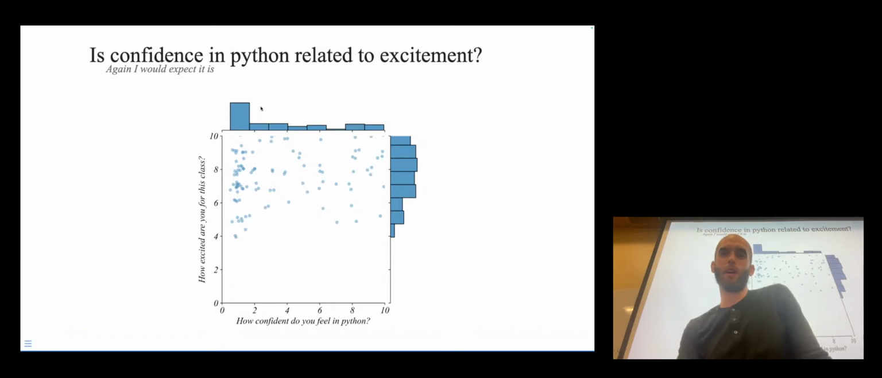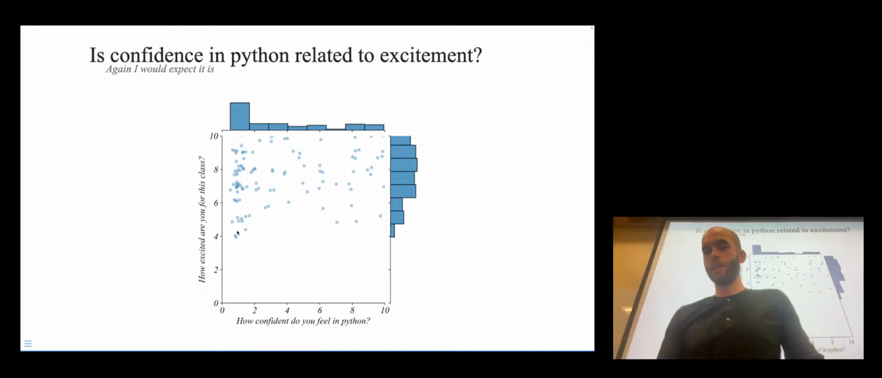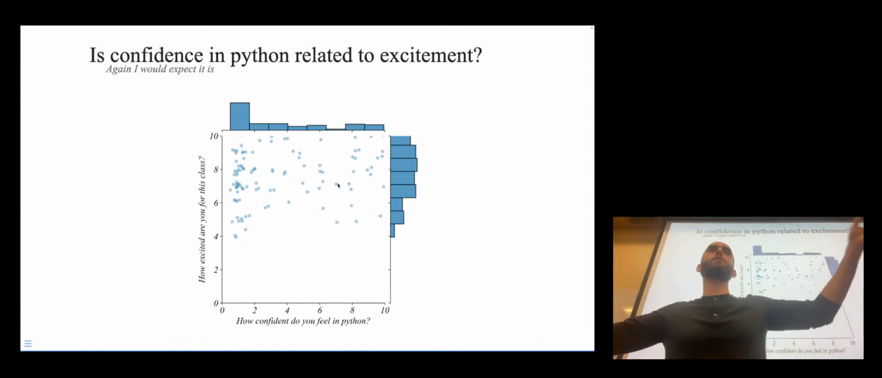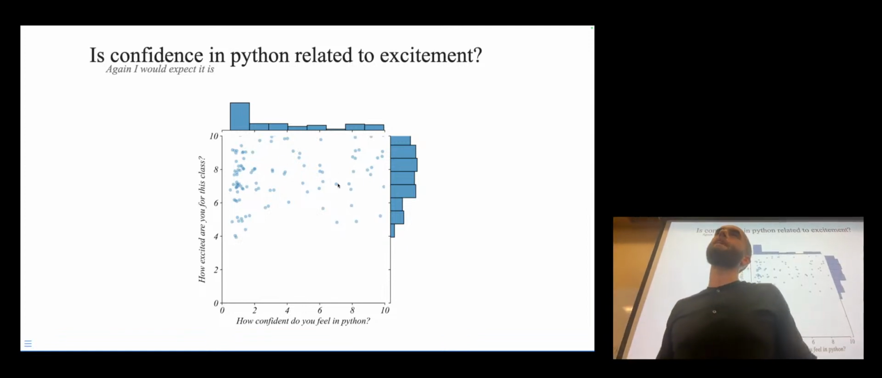So many people are not that confident in Python, and you can see the distribution in that group of excitement for this class. I think the trend here is a little less clear, but it looks like there might be a positive relationship between confidence in Python and excitement for the class. But for a few people, it looks like there might be an upside down U relationship. But this scatter plot isn't that conclusive.